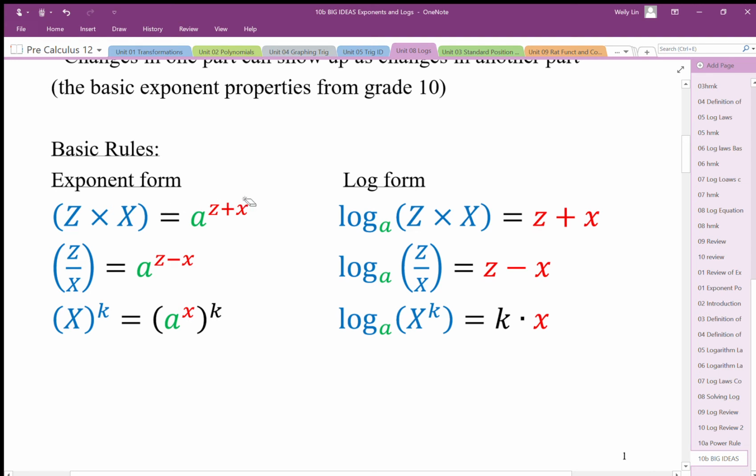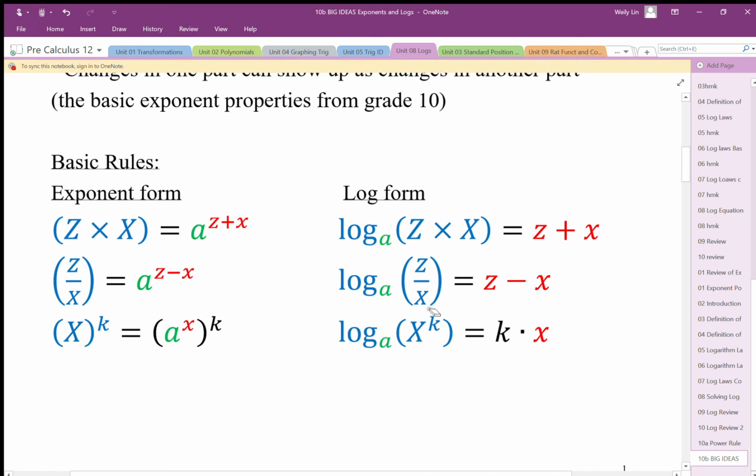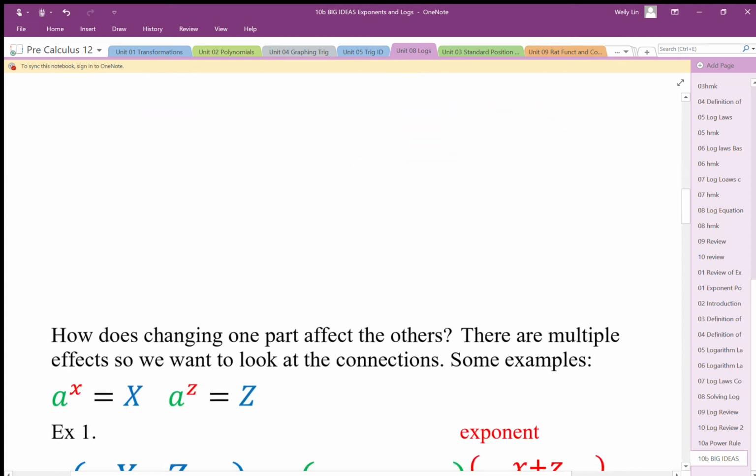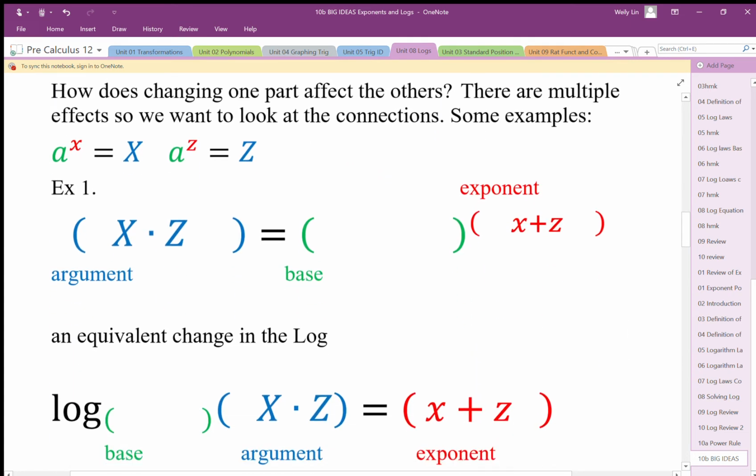So this equivalent shows up as: multiplying the arguments, we add the exponents; dividing the arguments, we subtract the exponents. If I have power to power, I multiply the powers together, or I can bring that power to the front, so it multiplies the log, because log equals the power. So how do these things show up? Well, if I have this basic definition, a to the power x equals our big X, a to the power z equals big Z.